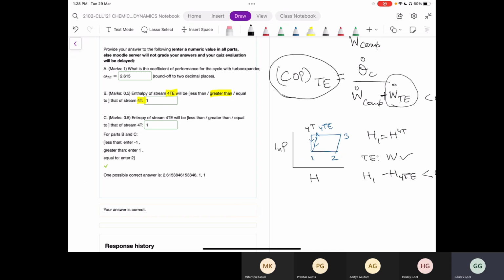And for the entropy, use the reversibility argument. You are going towards reversibility. If it was a fully reversible process, entropy of state 1 would be equal to entropy of state 4. Throttle is more irreversible than turbo expander. So using that argument, you can say for sure that entropy of stream TE would be greater than entropy of stream 4.